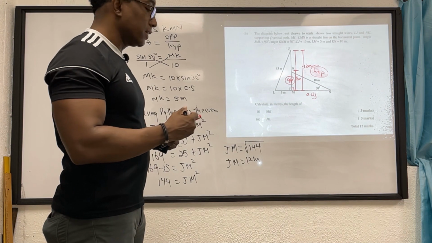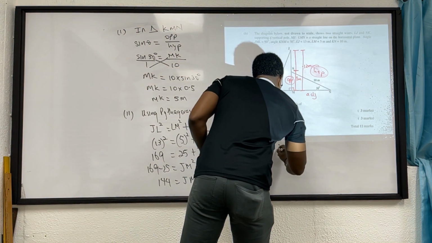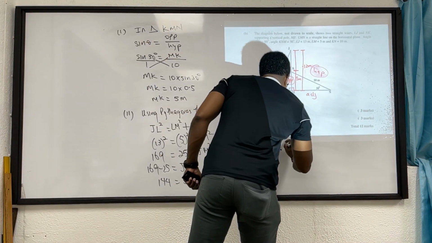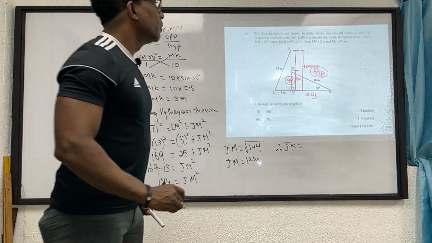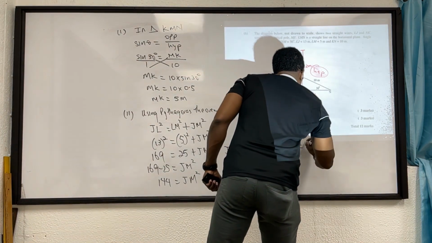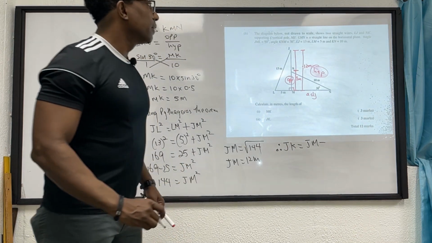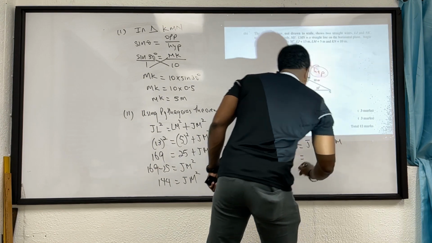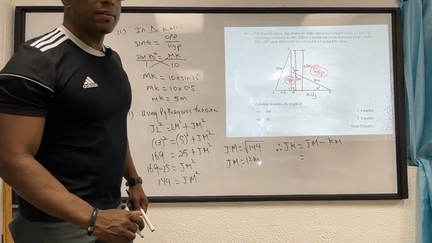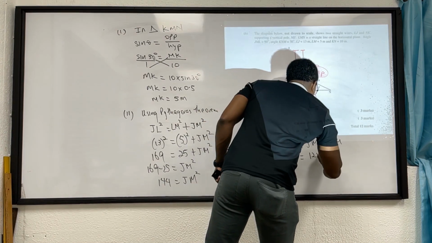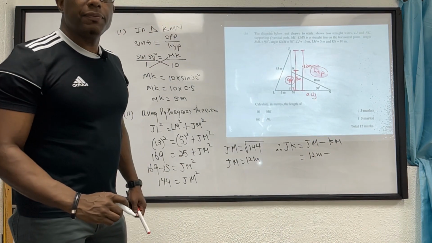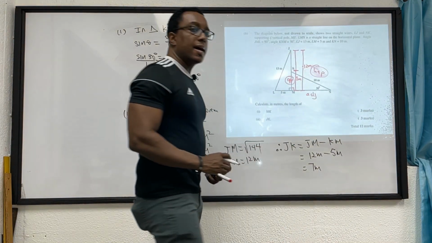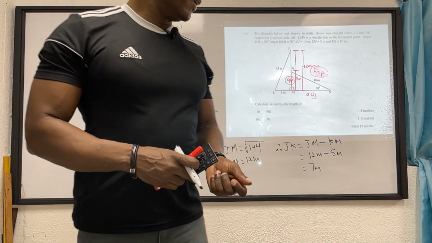So we can state, therefore, and the three dots means therefore, JK is equal to JM minus KM or MK. JM is 12 meters minus KM, which is 5 meters. And therefore we have 7 meters as the length of JK.